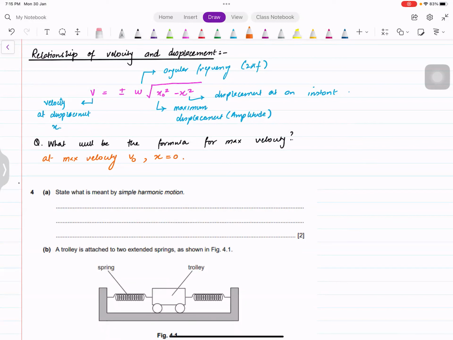Anyway, you can plug this into the same formula, and when you do that, v naught will be equal to plus minus omega under root x naught squared minus 0 squared, because that's when x is going to be 0. So ultimately, you get plus minus omega root of x naught squared. When the root is removed, obviously, plus minus just goes away because you square it up. So it's basically omega x naught. And this is the relationship you need to remember for maximum velocity.